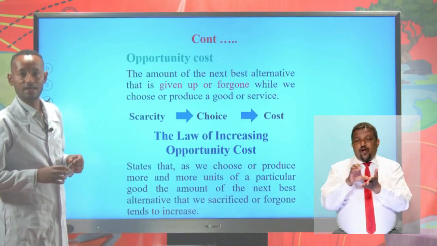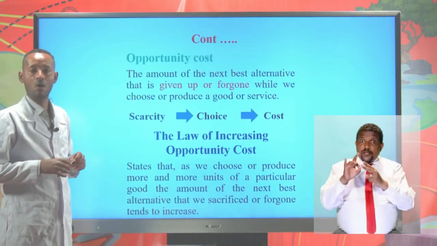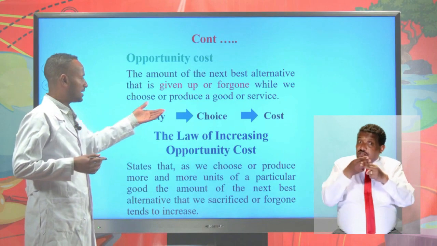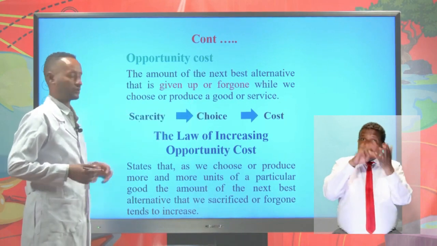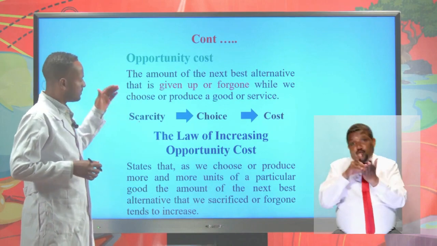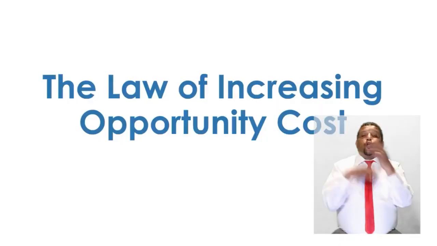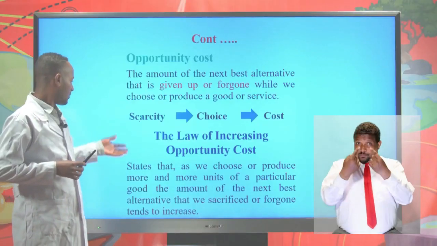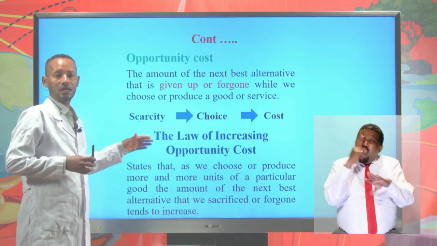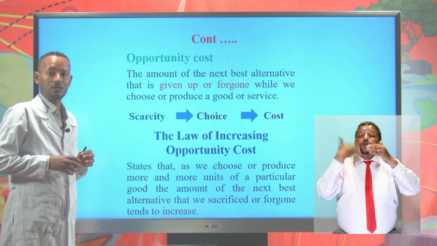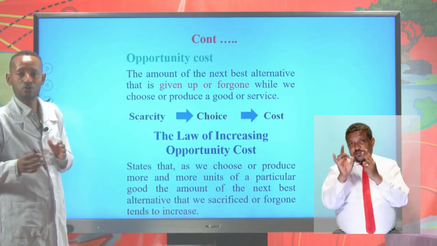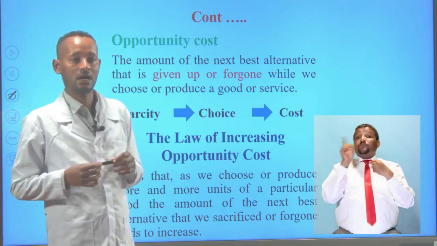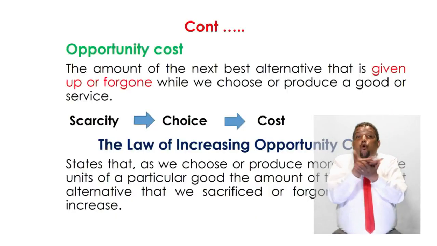Opportunity cost is the amount of the next best alternative that is given up or foregone while we produce a commodity. And finally, scarcity implies choice, and choice implies cost. Under this basic concept of economics, there is a law called the law of increasing opportunity cost. The law of increasing opportunity cost tells us the opportunity cost of a commodity will always increase. That means the amount of the next best alternative that is given up while we choose or produce a commodity will always increase.